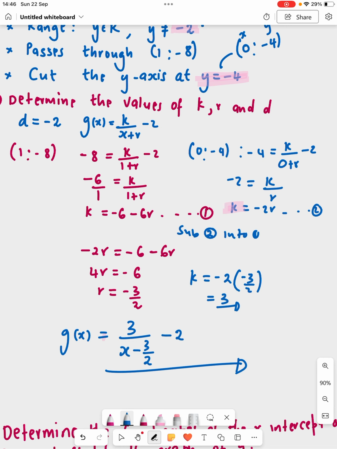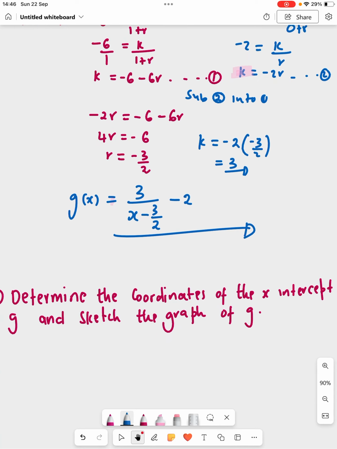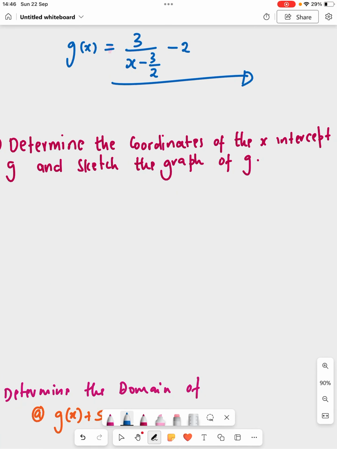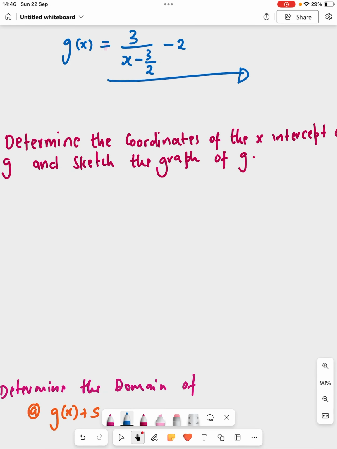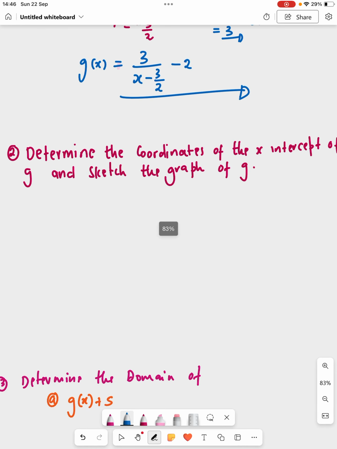We are done with question number 1. Let's move to question number 2. Now, determine the coordinates of the x-intercept of G and sketch the graph of G.